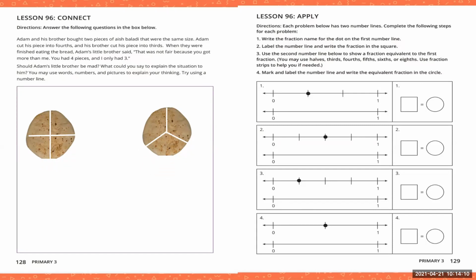Yes, excellent Hamza, excellent Dareen, Ali, Loreen, great. Here in number 1, we have the same amount like this, but here he divided into fourths and here he divided into thirds. Here we have 3 pieces and here we have 4 pieces, but in total, they are the same amount. Each one of them will eat one whole.